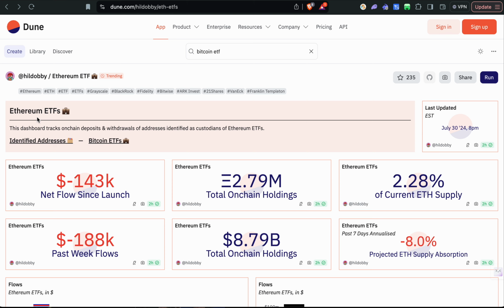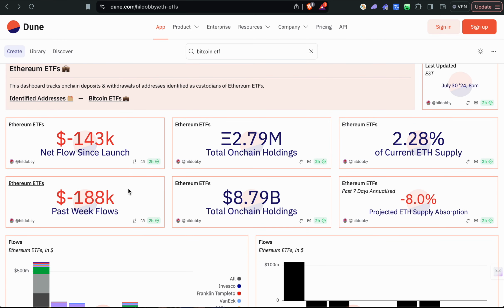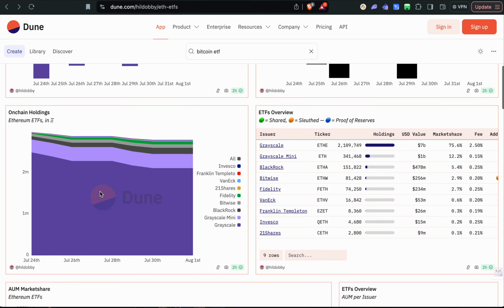So now we're looking at the Ethereum ETFs, and when we take a look at the Ethereum ETFs and funds, you can see something interesting, which is a net flow of negative 140,000 Ethereum. And just in the last week, we see a negative outflow of 188,000 Ethereum. Why is this happening?